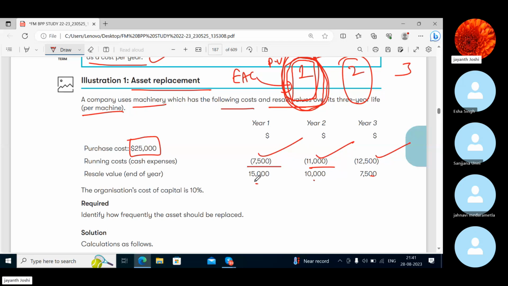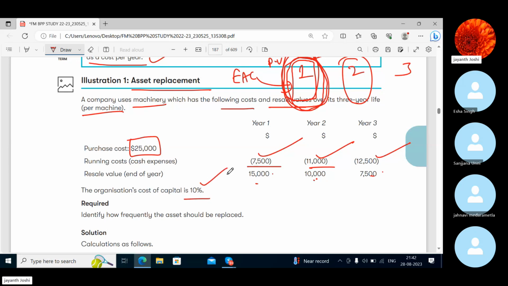If you're selling it in 1 year, you get a higher resale value. Second year, since you're using it for a longer period of time than in the first year, you get a lower resale value. And here you're using it for the longest period of time, so you get the least resale value, right? We have already discussed that in the theory as well.